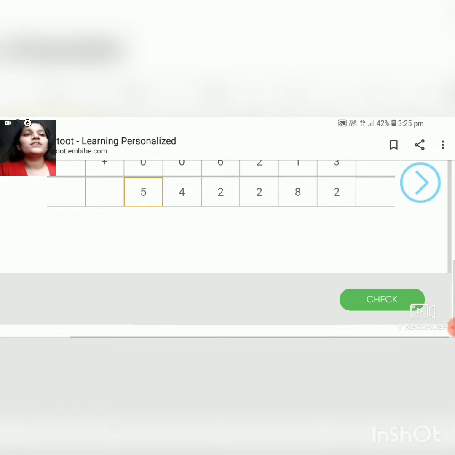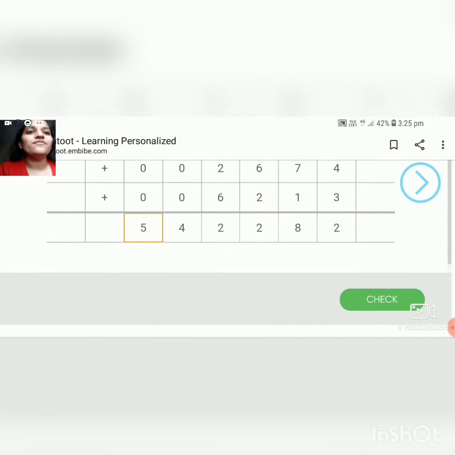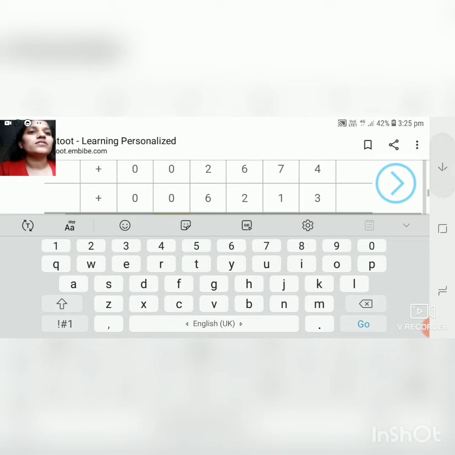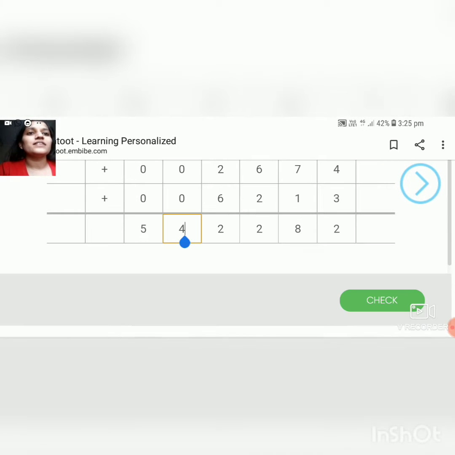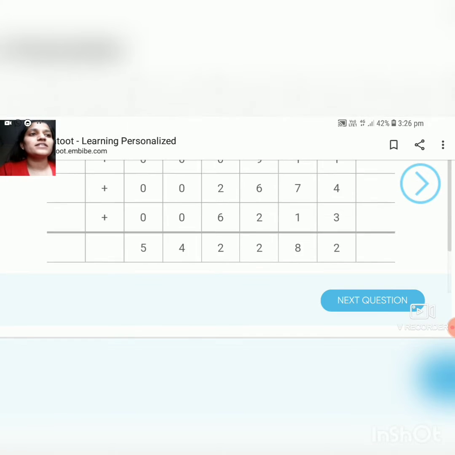So students, our final answer is 5 lakh 42... Sorry. So our final answer is 5,42,282. So let's check the answer. Yes, our answer is correct.